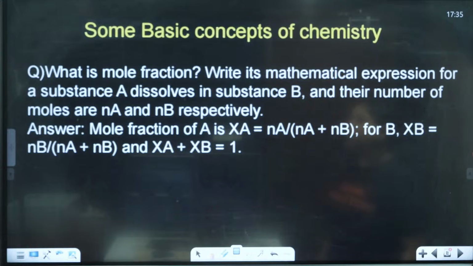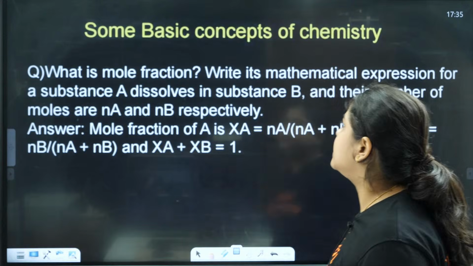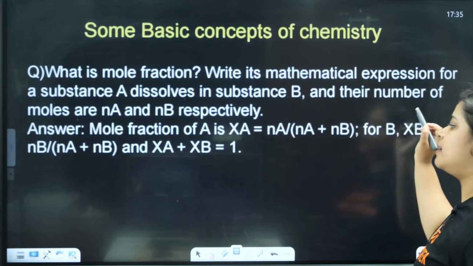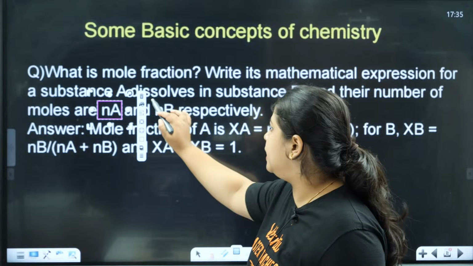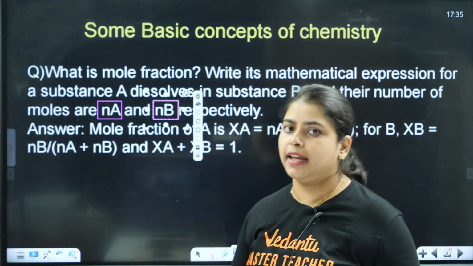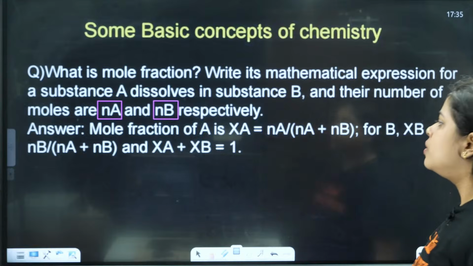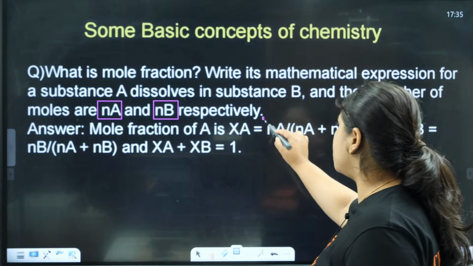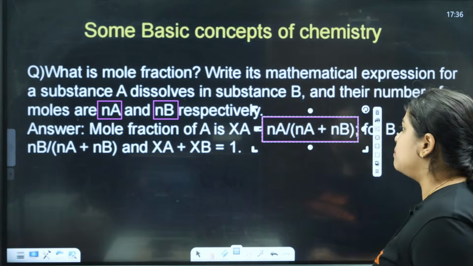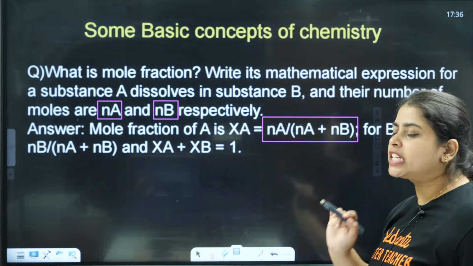Next question. What is the mole fraction and write its mathematical expression for a substance A dissolved in substance B, and their number of moles are Na and Nb respectively. So the mole fraction of A, XA, is equal to the number of moles of A divided by the number of moles of A plus the number of moles of B. Clear? Mole fraction is equal to what?